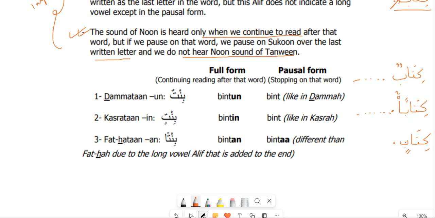Kitab. Now when you want to stop with kasratain, tanween kasra, what will you do? Kitab, same as dammatain, same as kasratain. Kitab, kitab. But when you want to continue recitation, kitabin. So that's how you will continue pronouncing the tanween. So that's what they are trying to explain here. Fatha due to the long vowel alif that is added to the end. This is about the long vowel that is added here with fathatain. This is the special rule with fathatain.